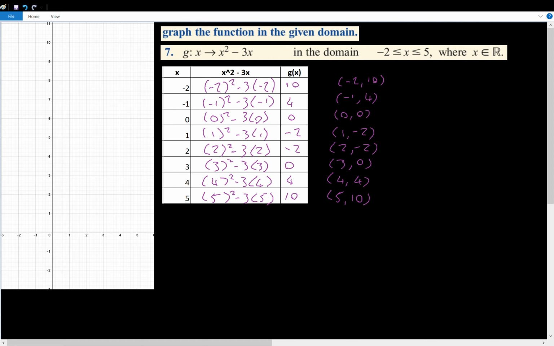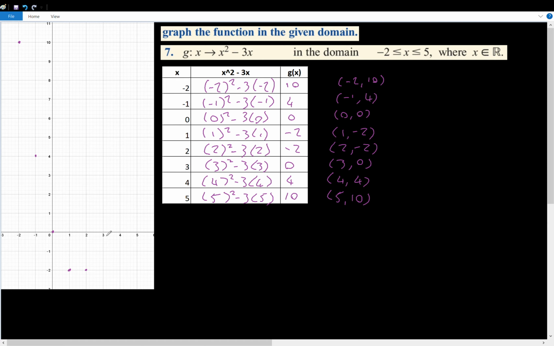Now that we have all those coordinate points, we have to plot them all on our graph on the left. So minus 2, 10 is 2 left and 10 up, which is just up there. Minus 1, 4 is 1 left and 4 up, which is just there. 0, 0 is the origin, it's where the x and y axis intersect, just there. 1, minus 2 is 1 right and 2 down, down here. 2, minus 2 is 2 right and 2 down, which is also down there.